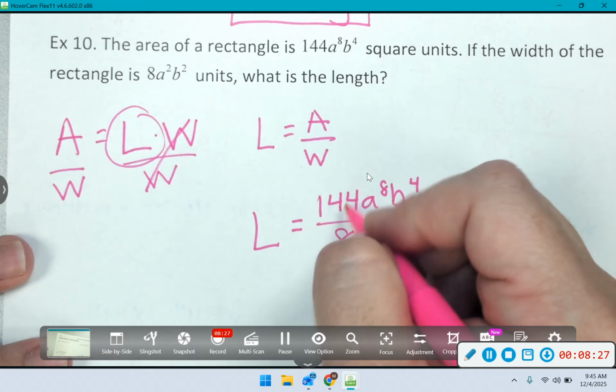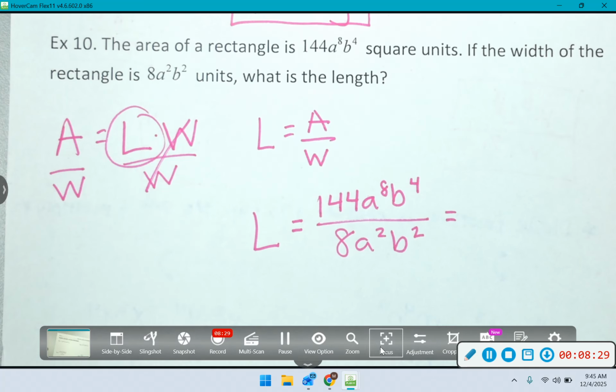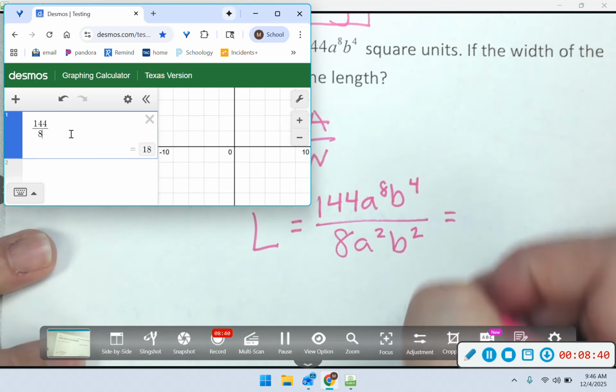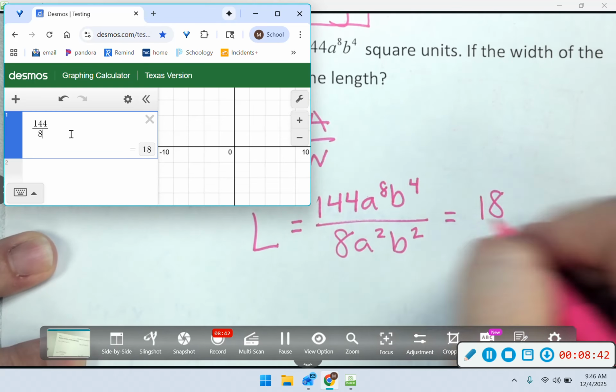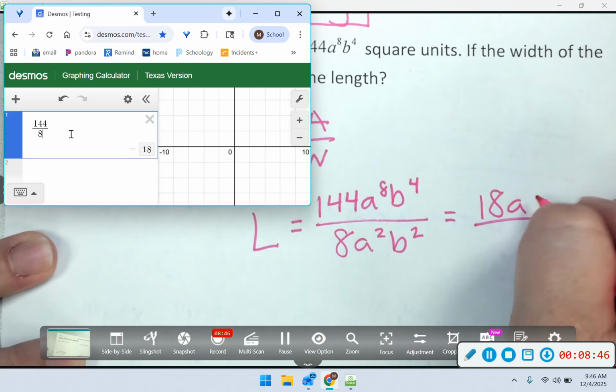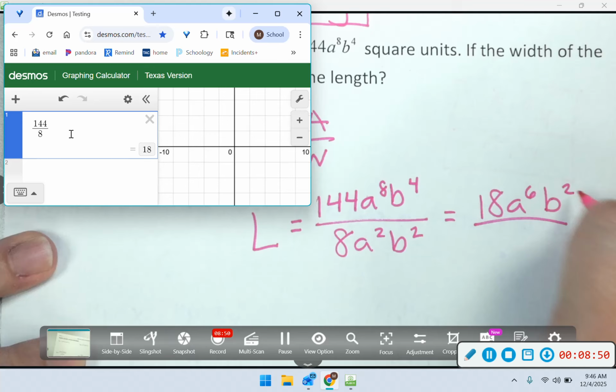Okay, so I know 144. I don't know 144 divided by 8 off the top of my head, so we're going to type it in. 18. Okay, I have more a's on top. 8 minus 2 is 6. I have more b's on top. 4 minus 2 is 2. There is my answer.